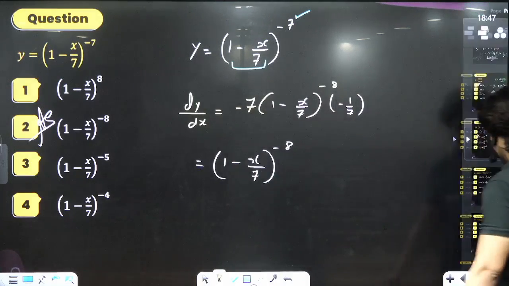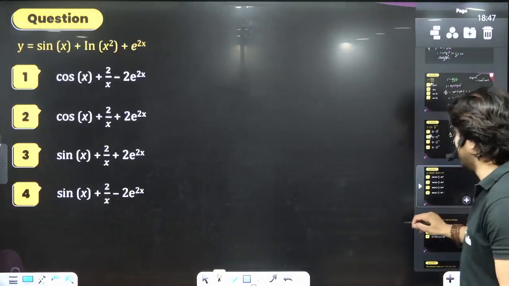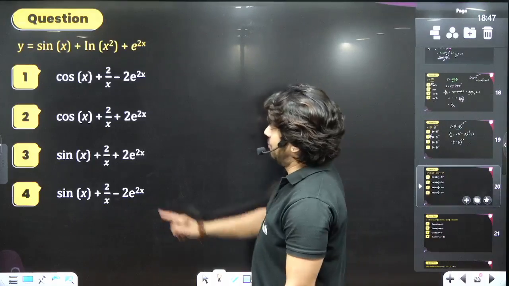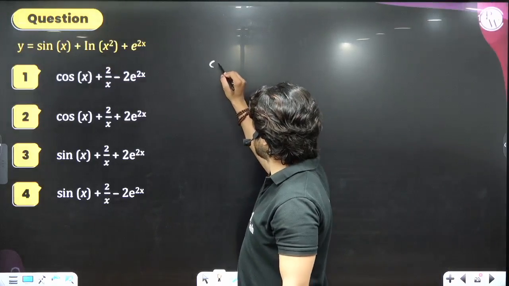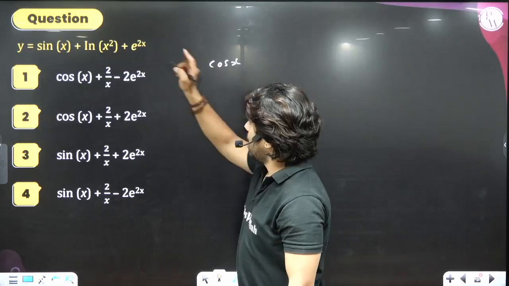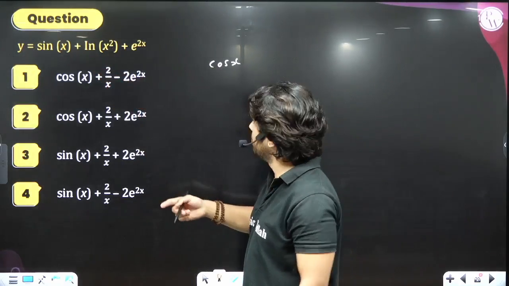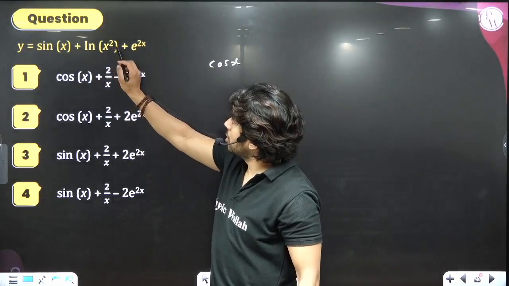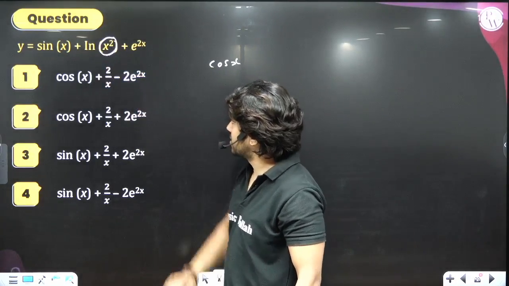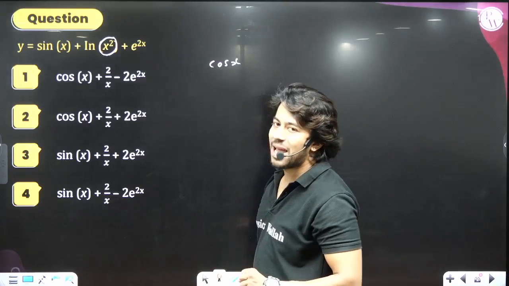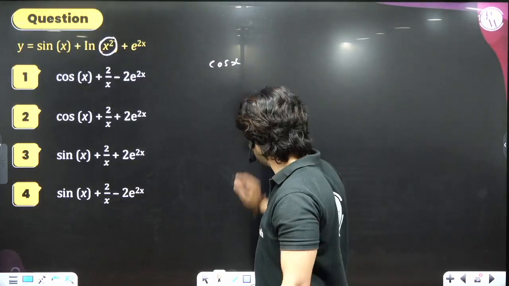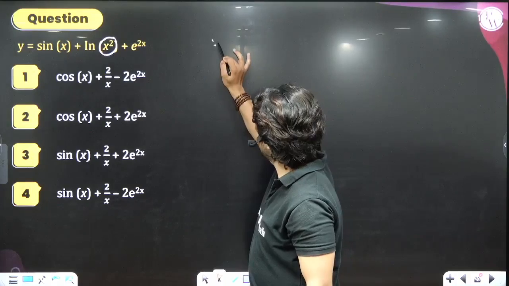Here we go. The next question coming in front of you is this. Read the question, all of you. The differentiation of sin x would be cos x. ln is nothing but the natural logarithm. Consider it as log only. Log, instead of x, this is x square. So here you have to apply the chain rule. Okay. Let's solve it step by step. What is the equation being given to you?